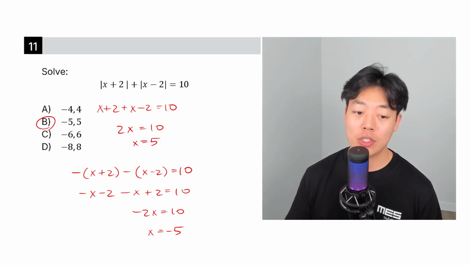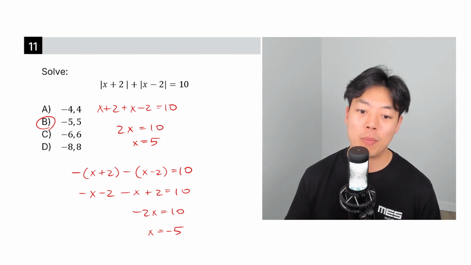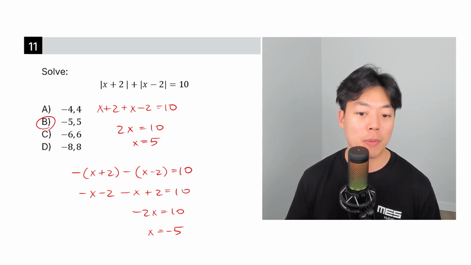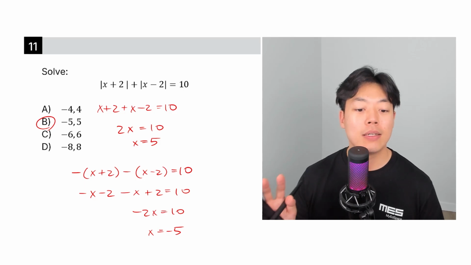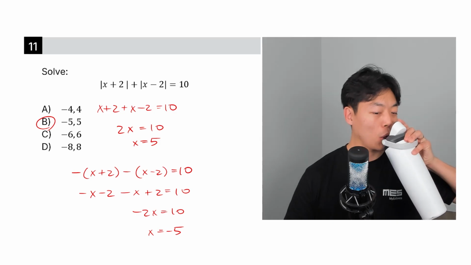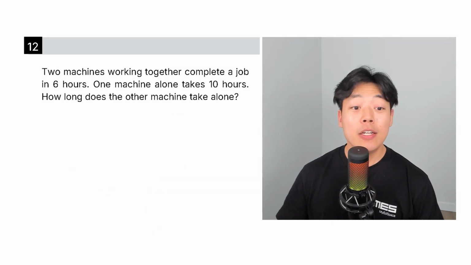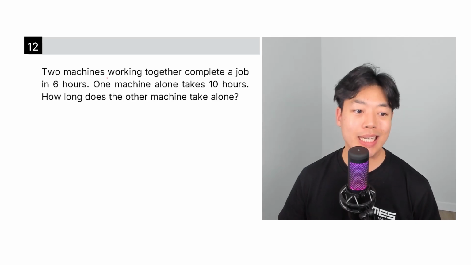Reminder not to rush, and this is where we start to lose a little bit of focus because this is the second module. You saw 33 math problems so far out of the 44 total. Take a deep breath, have some water, and let's keep going. Number 12, 2 machines working together complete a job in 6 hours.